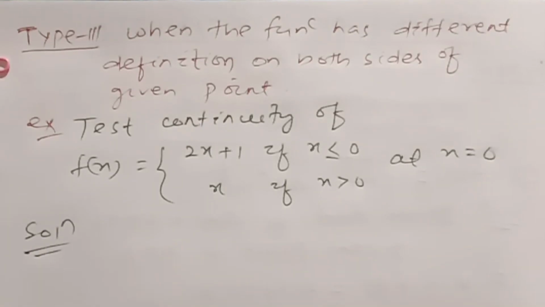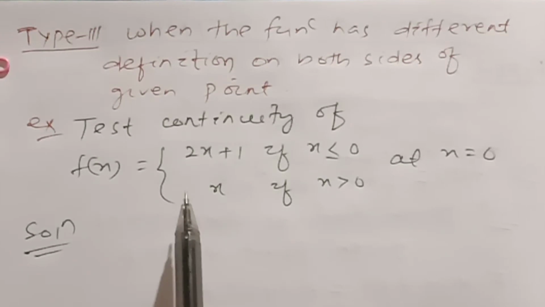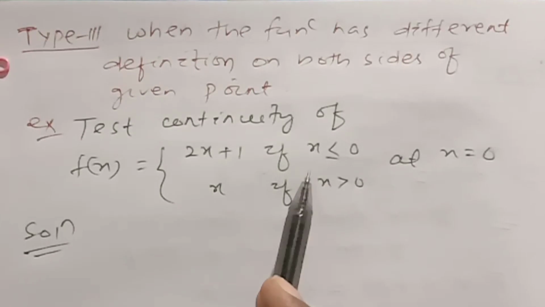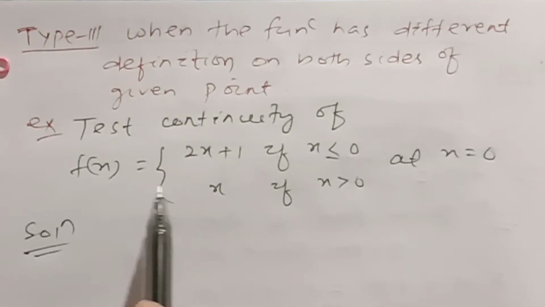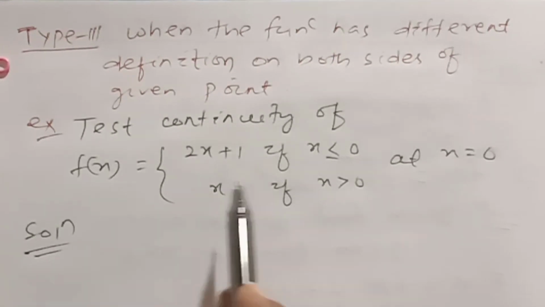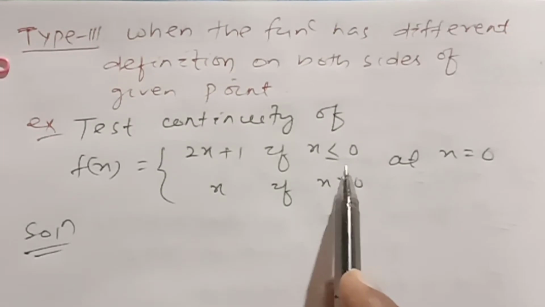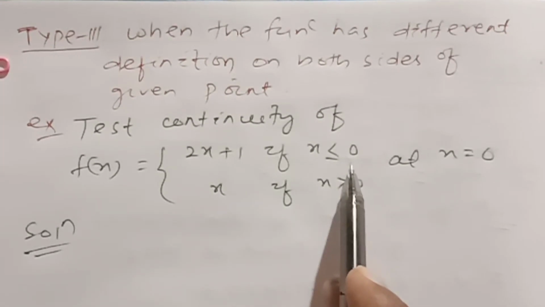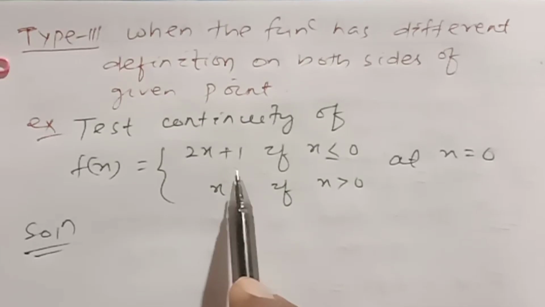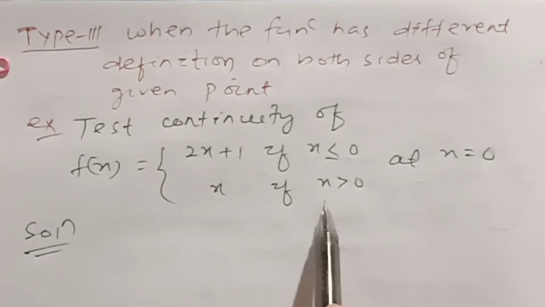This is another case, type 3, when the function has a different definition on both sides of given point. Previous case में हम दिखे थे कि फंक्शन का वैल्यू सेम था x की दोनों ओर. On both sides of x the value of function was same, but here the value of function left to x and right to x are different. Look at here, f of x is 2x plus 1 which is left to x, x less than 0. 0 is the given point. So left to 0 is 2x plus 1 and the value of function is x, right to 0.